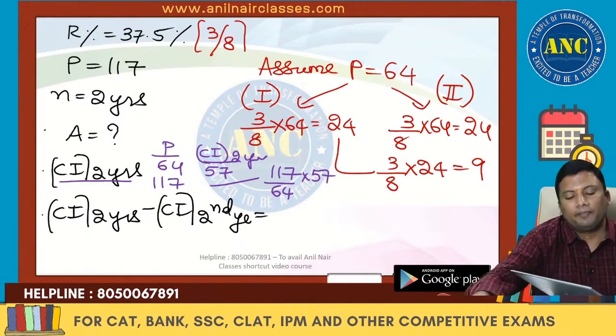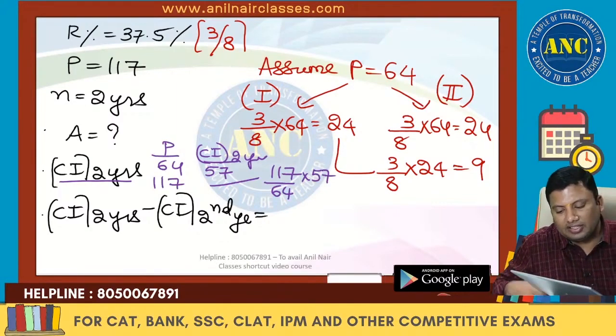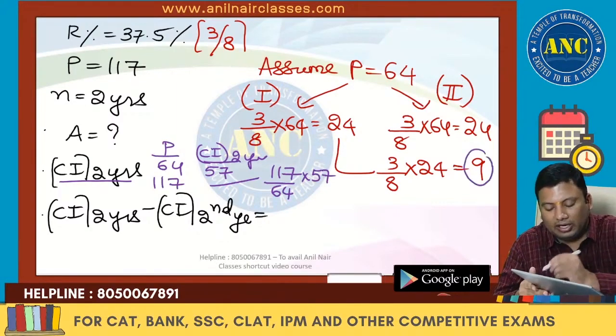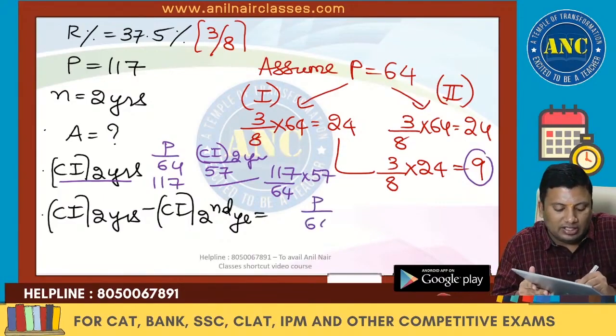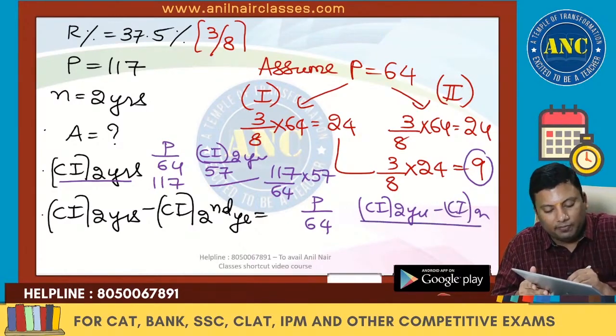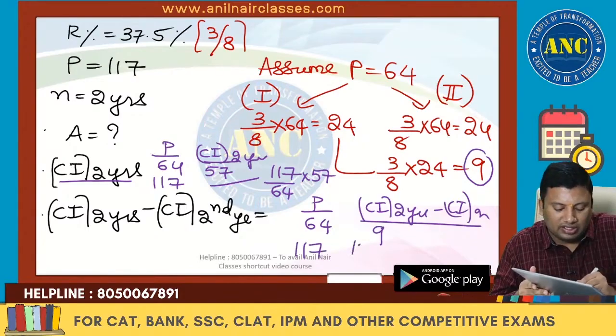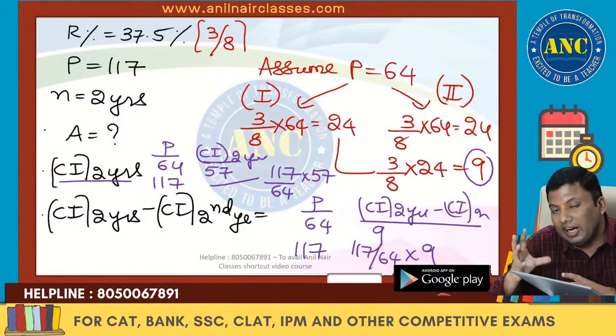Idea is clear? CI for 2 years minus CI for second year, which is nothing but 57 minus 48, which is 9, when the principal is 64. But according to the question, the principal is 117. So 117 by 64 into 9. We will get the answer. I hope the idea is clear.